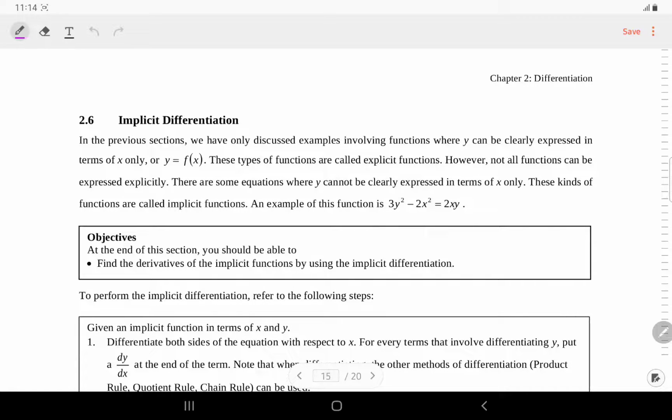Assalamualaikum and hi everyone. So in this video we will continue the last two subtopics in chapter 2, implicit differentiation and linear approximation.